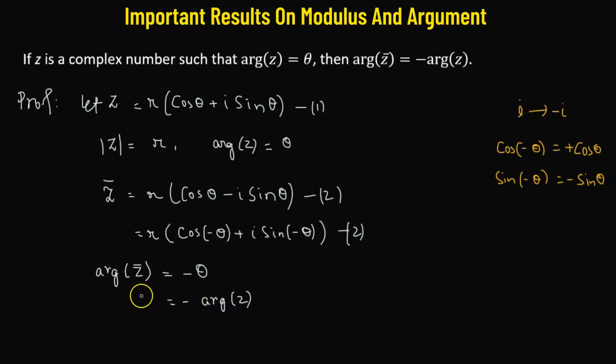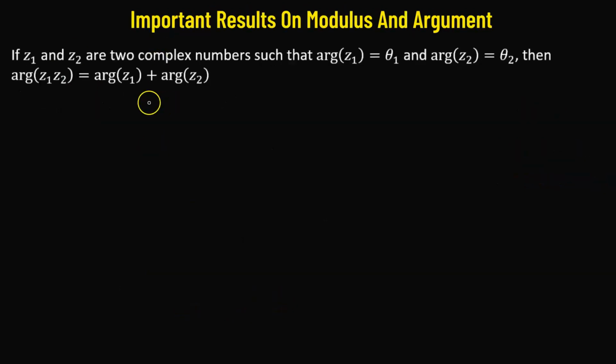So hence we have successfully shown that when we take the argument of the complex conjugate of the complex number z, that becomes equal to negative times the argument of the original complex number z. Hence proved.